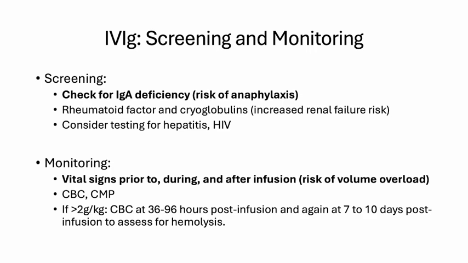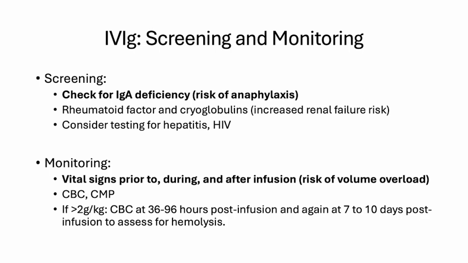Before starting IVIg, it's important to check for an IgA deficiency, which is associated with a risk of anaphylaxis. It's also worth it to check a rheumatoid factor and cryoglobulins, as presence of these are associated with an increased renal failure risk. You should also consider testing for hepatitis and HIV in patients. Monitoring for IVIg includes checking vital signs prior to, during, and after infusion, as there's a risk of volume overload. You should also check a CBC and CMP after the IVIg.